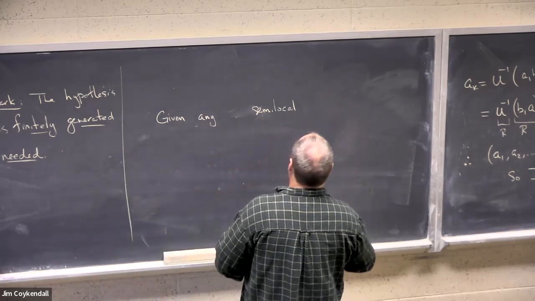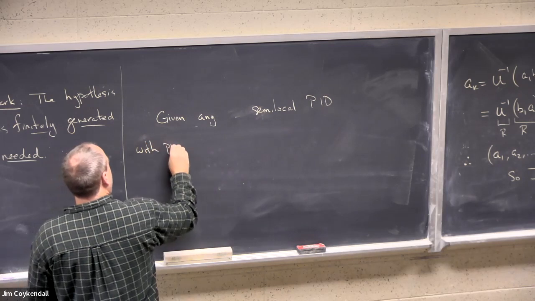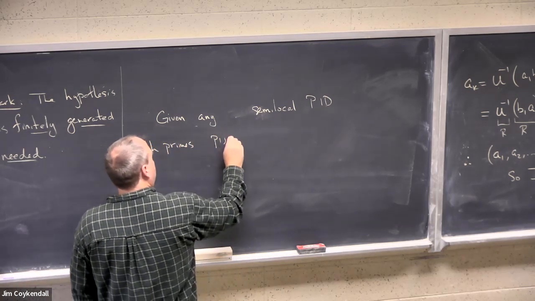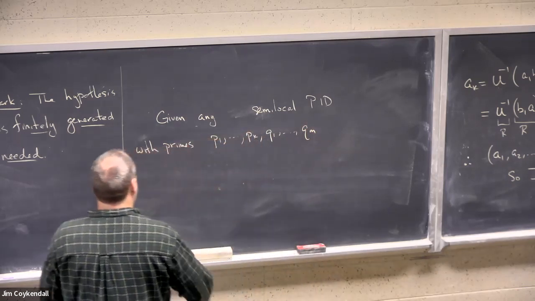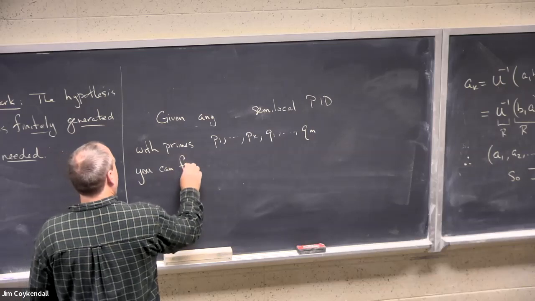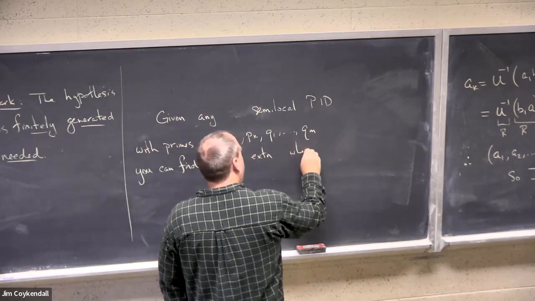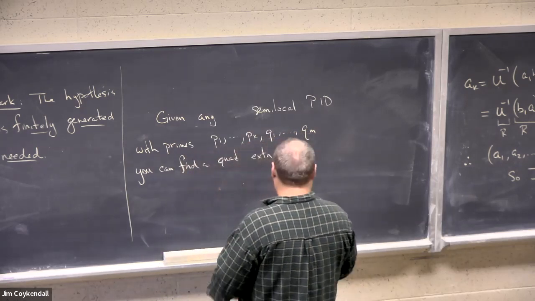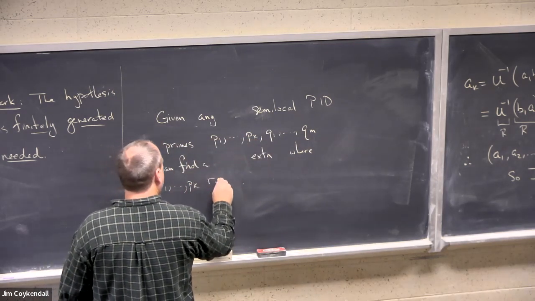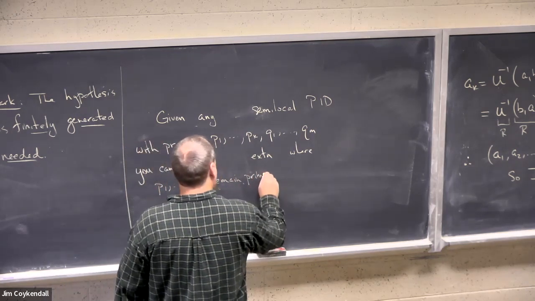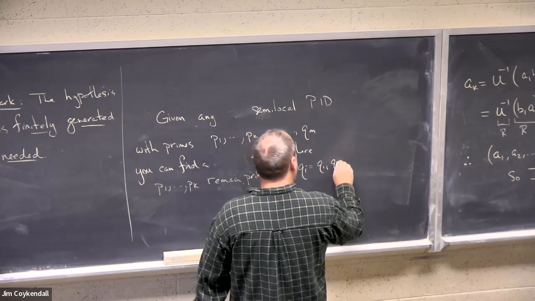Let's say semi-local. You can find an extension with primes P1 through Pn, Q1 through Qn. You can find a quadratic extension where the P's remain prime, and each Q_i splits into two primes in the extension.